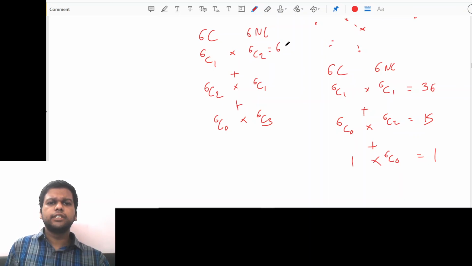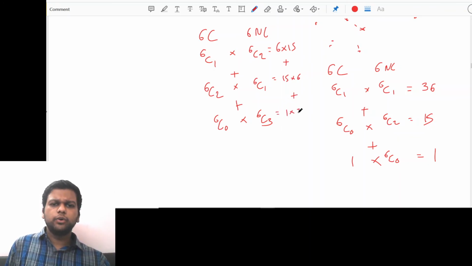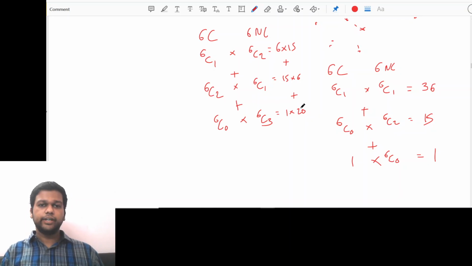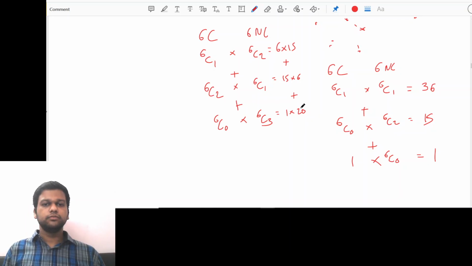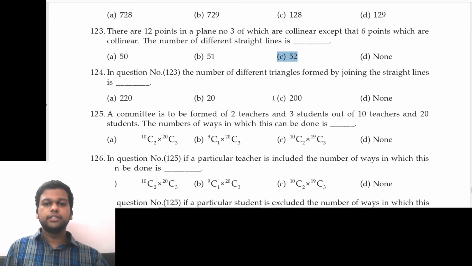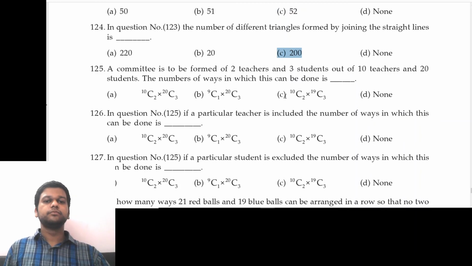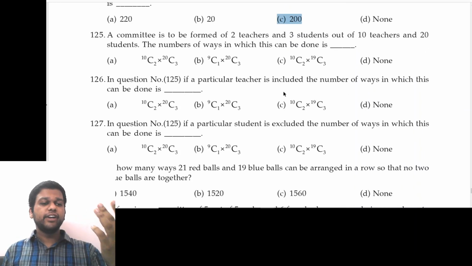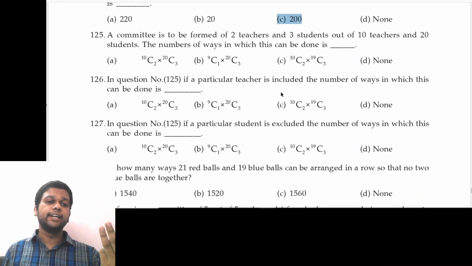6C1 into 6C2 is 6 into 15, plus this is again 15 into 6, plus this is 1 into 20. Let's calculate. 200 is the answer. So option C, 200. Last three, 125, 126, 127, because they are related to each other.